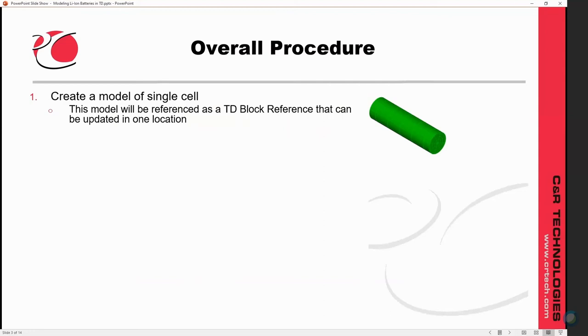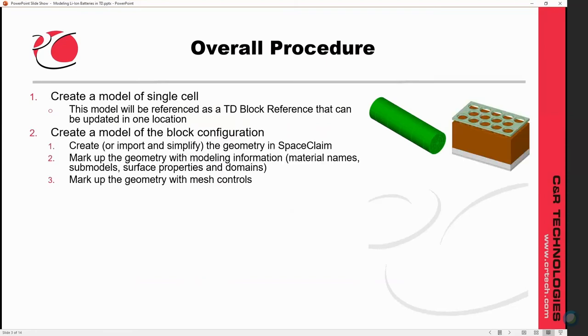Looking at the overall procedure, creating a model of a single cell is the first step. And you can go through and test that and make sure it works the way you expect it to before you put it into the overall model. Very similar to what Kylie and Jonathan presented, this model is going to be referenced as a TD block reference that can be updated within one location. So you have one referenced file, and then that's placed in multiple locations within the overall model, and you have unique instances in that overall model.